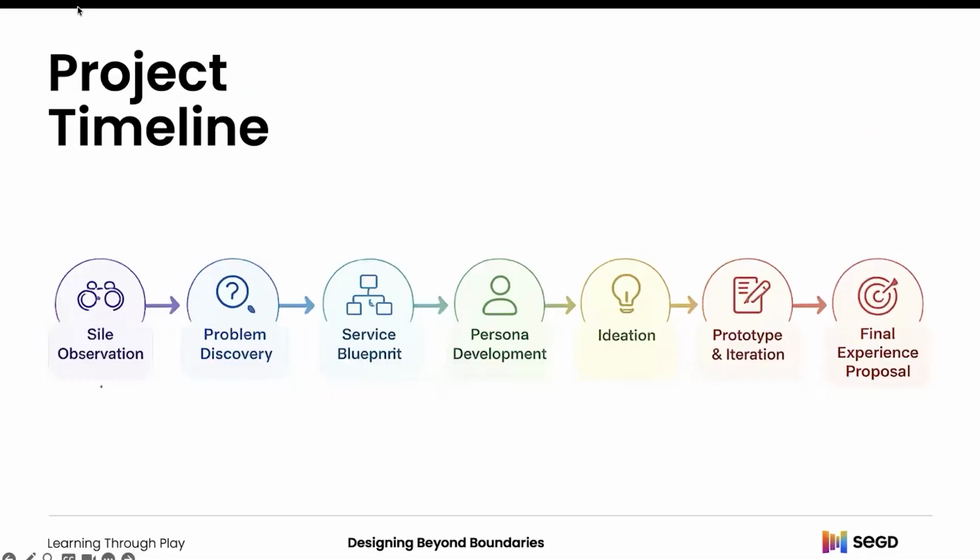They also followed a structured UX process, beginning with site observation and problem discovery, then moving through service blueprint, persona development, ideation, prototyping, and iterative refinement, culminating in a final experience design proposal. This process provided a shared methodological framework for both teams, while leaving room for each team to identify distinct opportunities and pursue different design directions. Right, I will now walk through each team's work in turn.